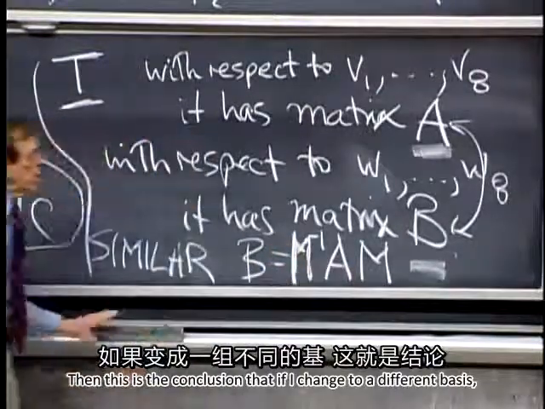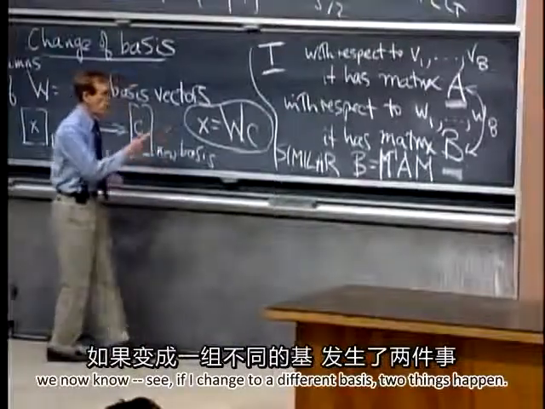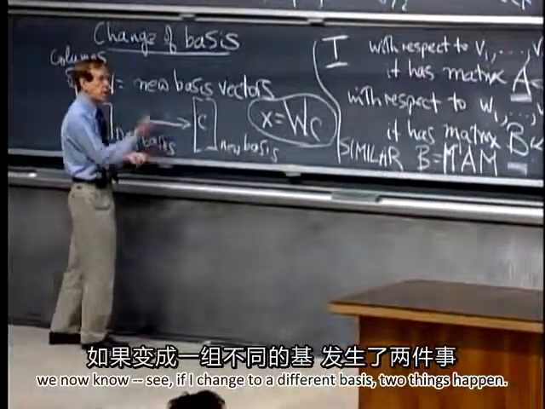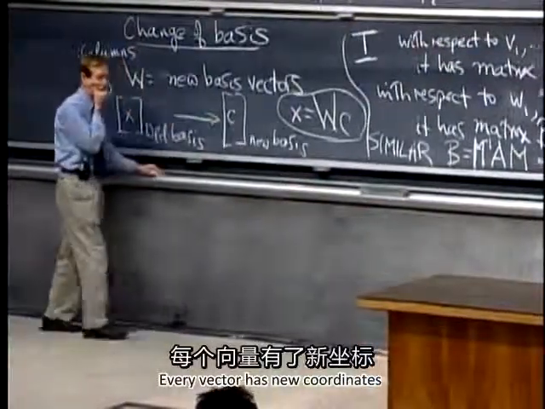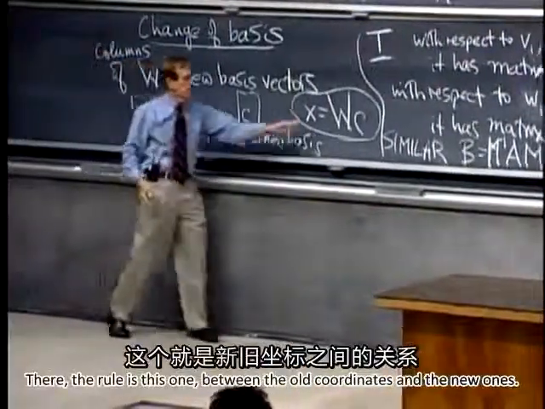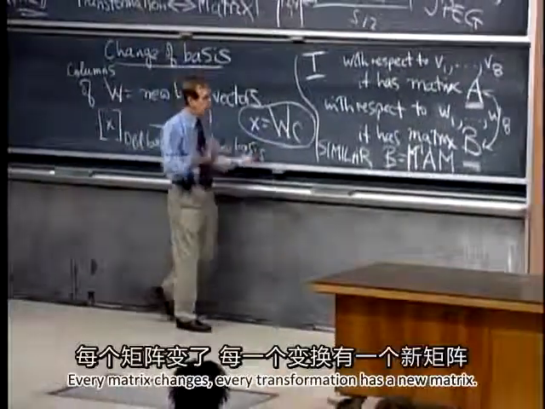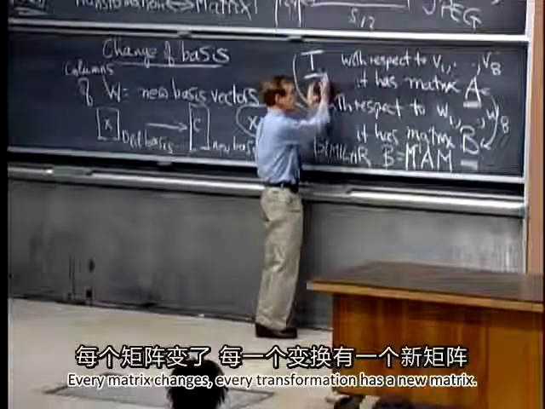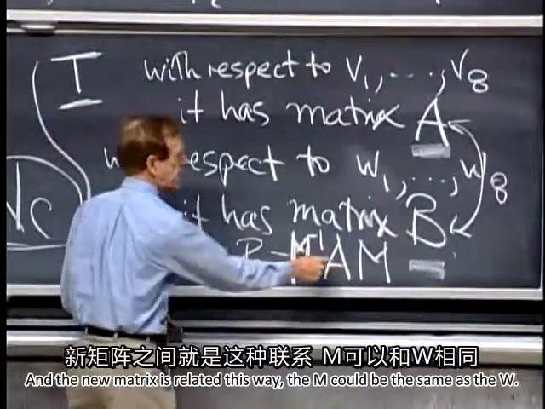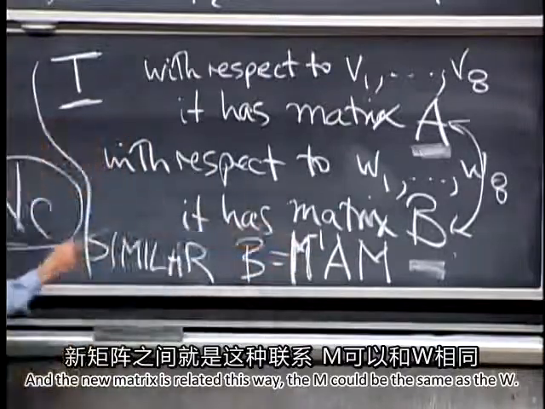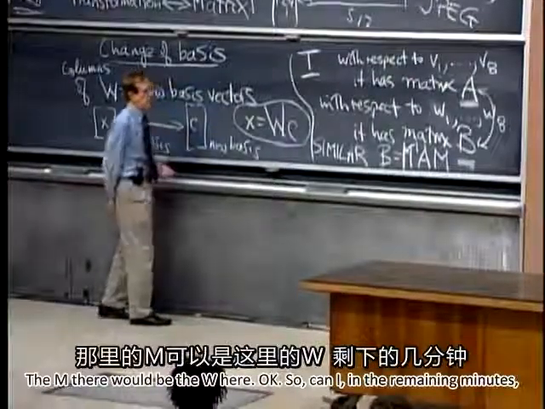Then this is the conclusion, that if I change to a different basis, two things happen. Every vector has new coordinates. There, the rule is this one, between the old coordinates and the new ones. Every matrix changes. Every transformation has a new matrix. And the new matrix is related this way. The M could be the same as the W. The M there could be the W here.